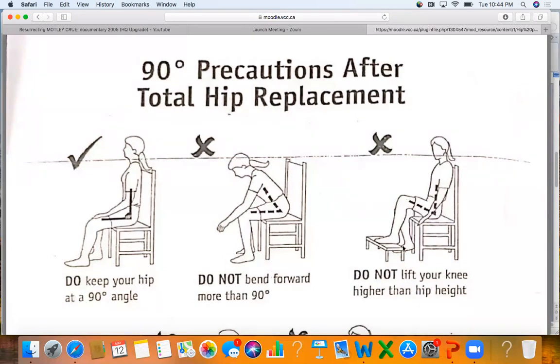Same thing here. This person's lifting up their knees above their hips, and they're making that angle less than 90. They put pressure on the joint, and it could pop apart. So again, the piece of advice is keep the angle, however you want to describe this, at 90 degrees or greater. I like to describe it to patients as always keep your knees below your hips.